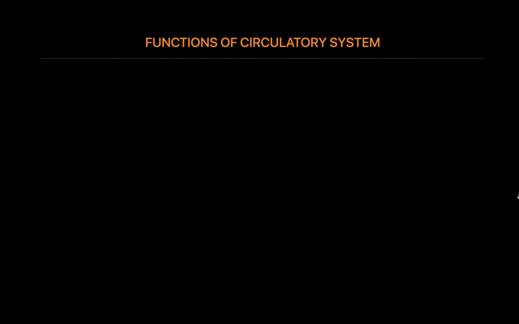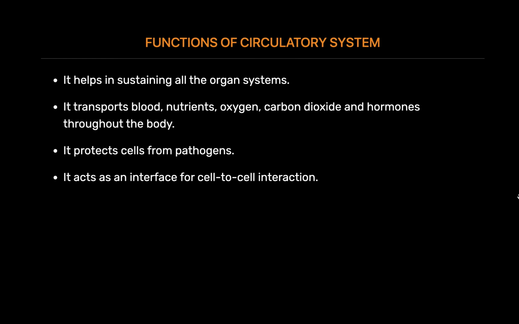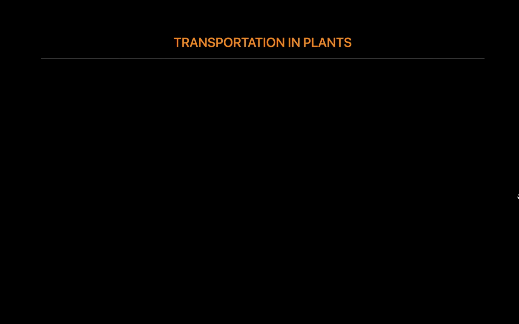Functions of circulatory system. It helps in sustaining all the organ systems. It transports blood, nutrients, oxygen, carbon dioxide, and hormones throughout the body. It protects cells from pathogens. It acts as an interface for cell-to-cell interaction. The substances present in the blood help repair the damaged tissue.